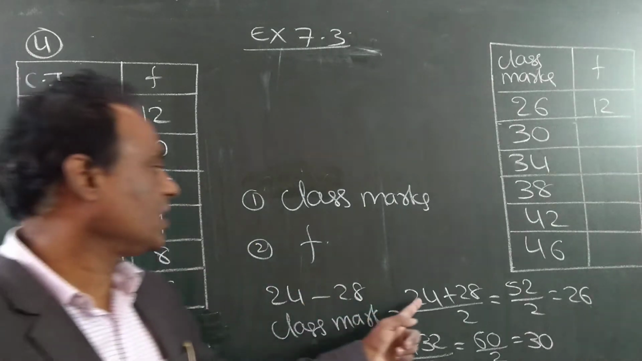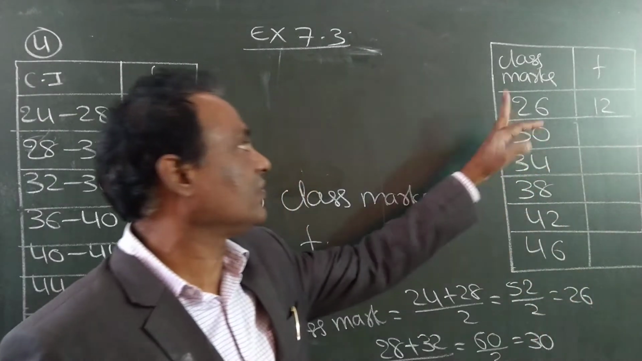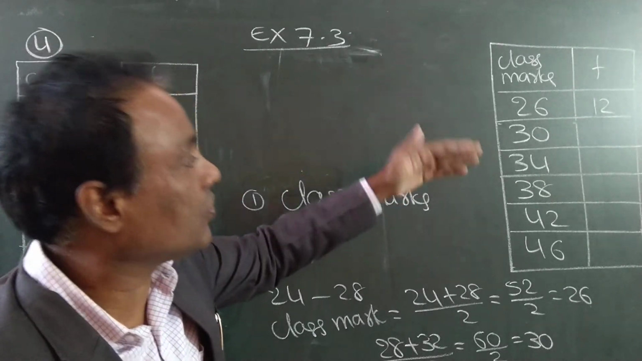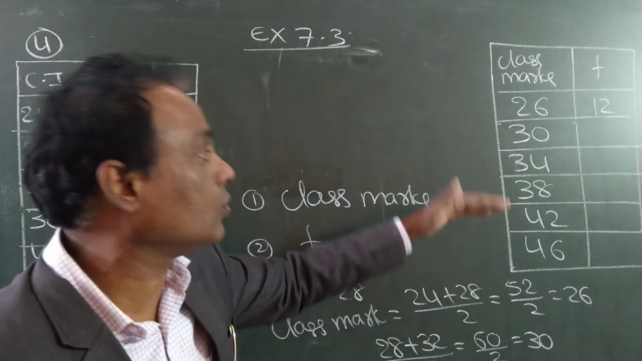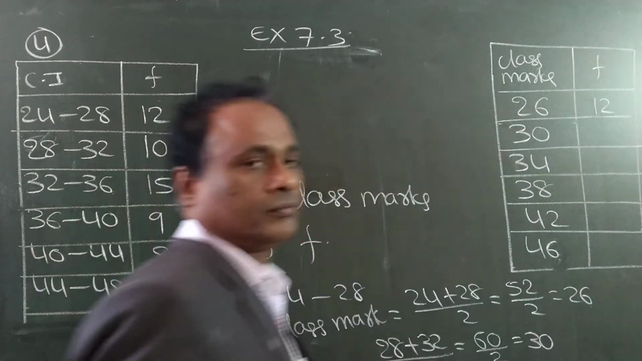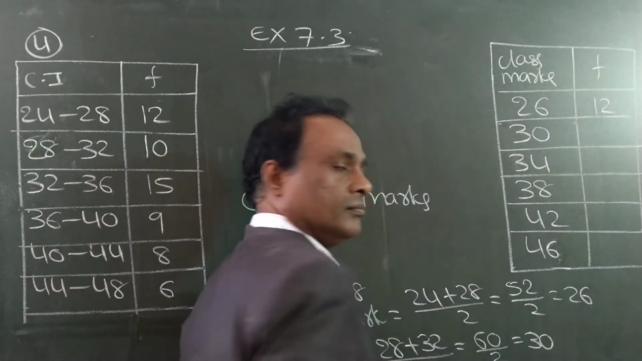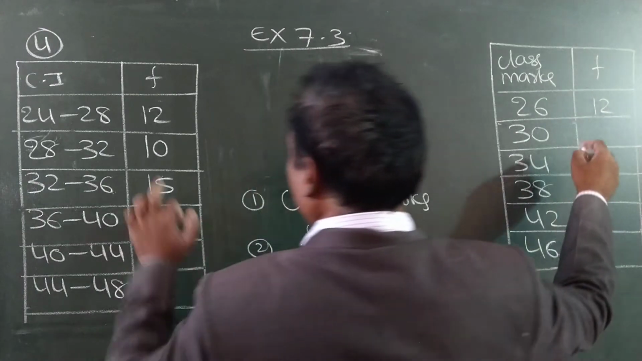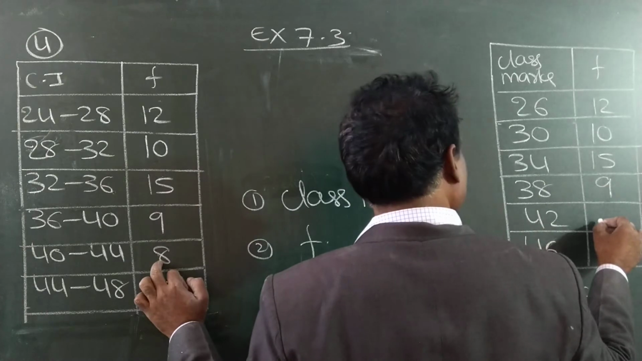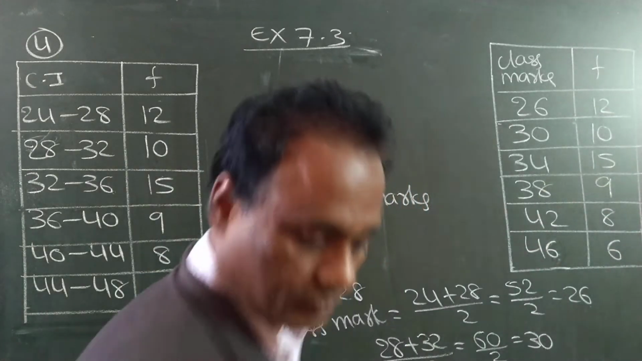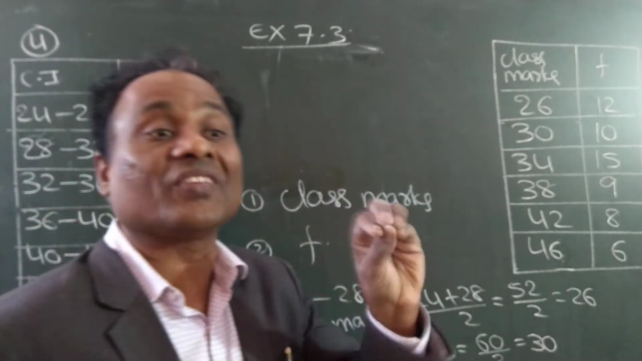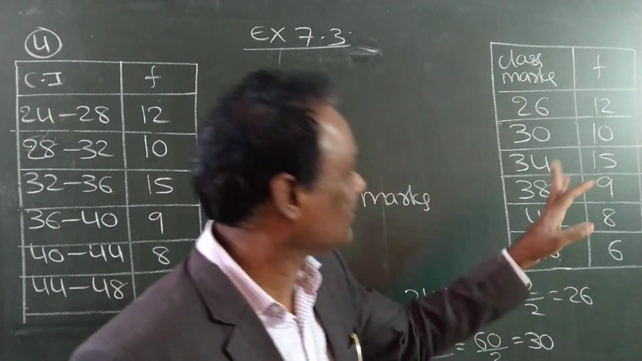24 plus 28 by 2, 52 by 2 is 26. And after that 4, 4 difference. So 26 plus 4 is 30, 30 plus 4, 34, 34 plus 4, 38, 38 plus 4, 42, 42 plus 4 is 46. Frequency is already given: 12, 10, 15, 9, 8, 6. I prepared the mid values. Mid values are also called class marks.